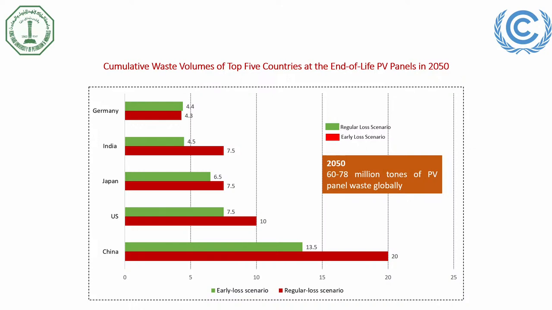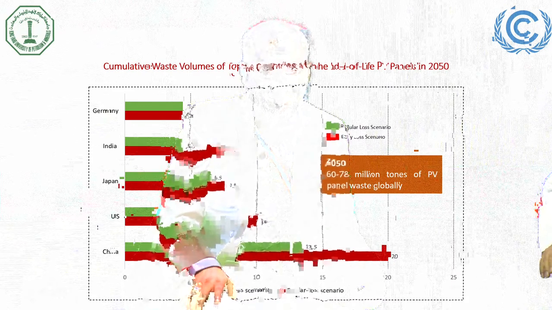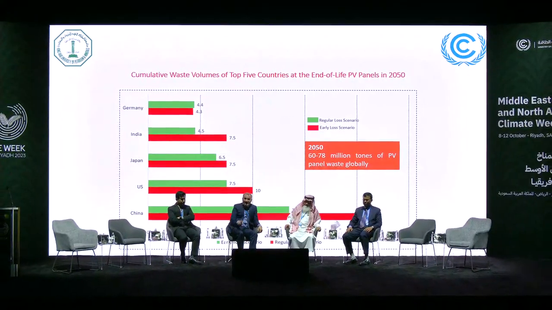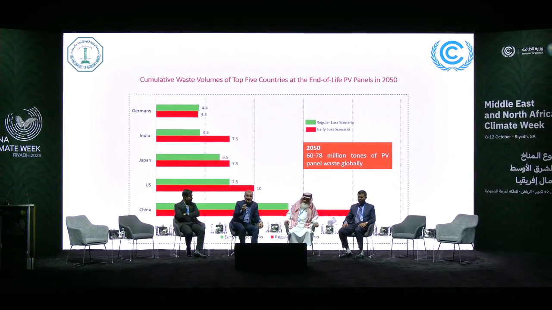Look at China, even at an early stage: 20 million metric tons. The US, 10 million metric tons. These are the top five. If we look at other rankings, definitely other countries are there. Do we have the right policies and procedures to recycle it? Are we worried about the recycling, because silicon material is poisonous?